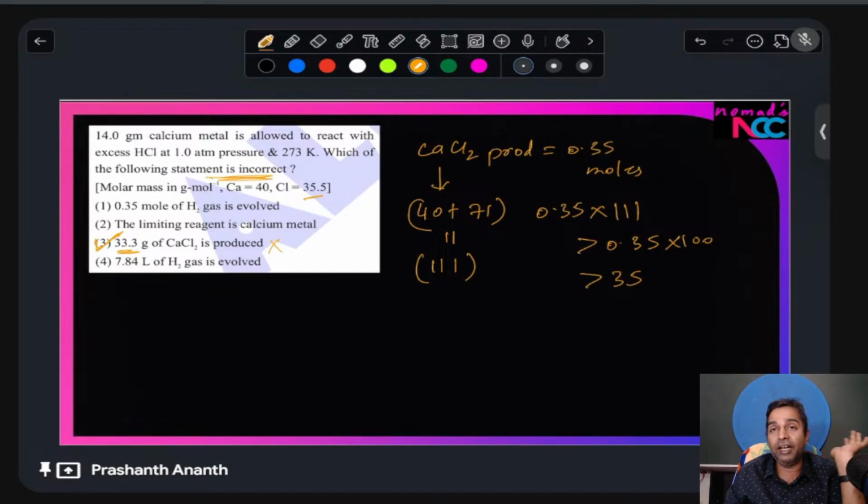All the other 3 options are correct here. So there is only one option which is incorrect here. So it's a good question again. Okay, now let's look at this next one.